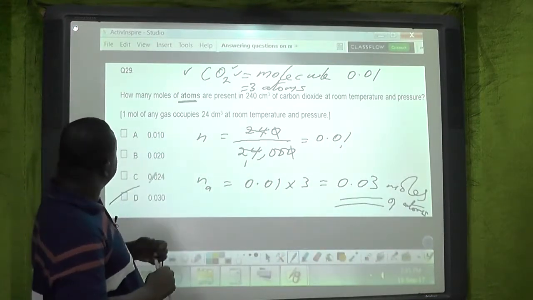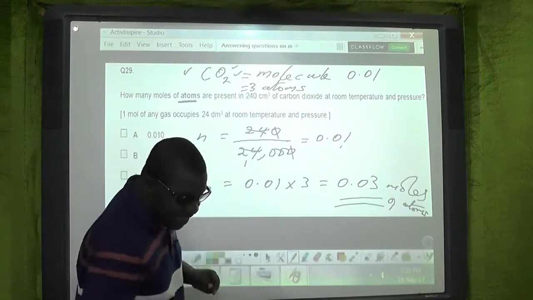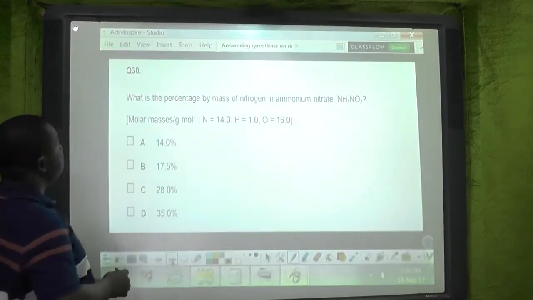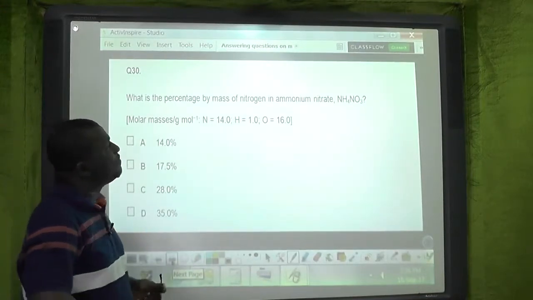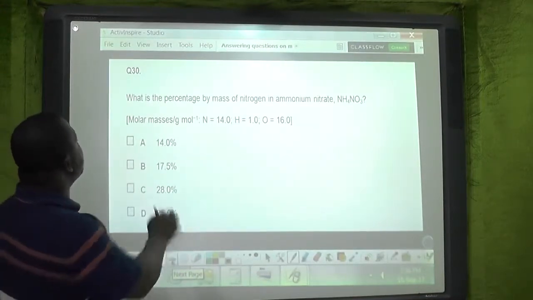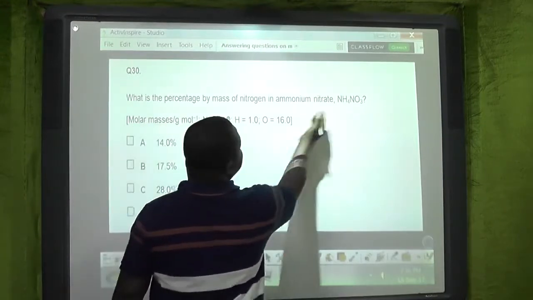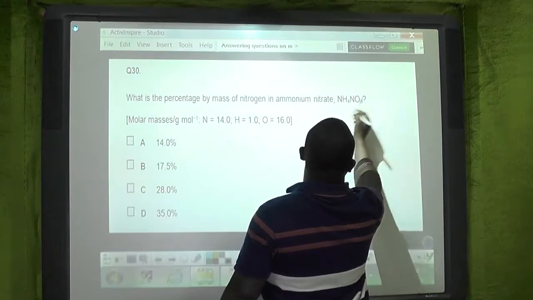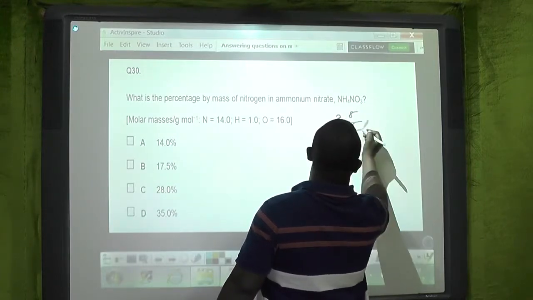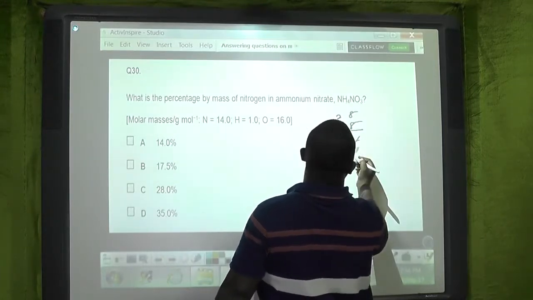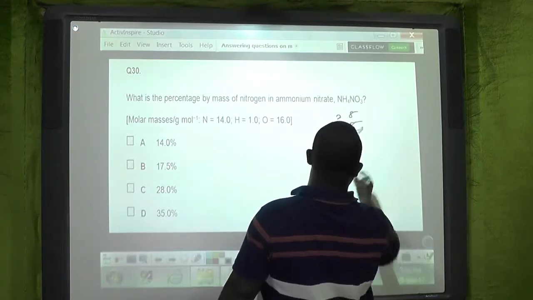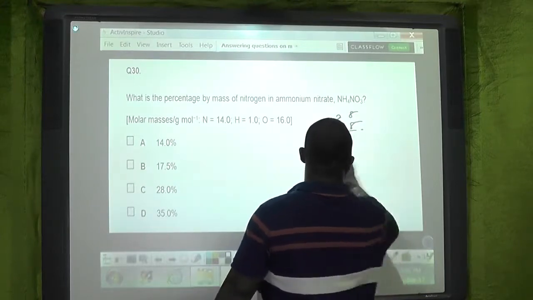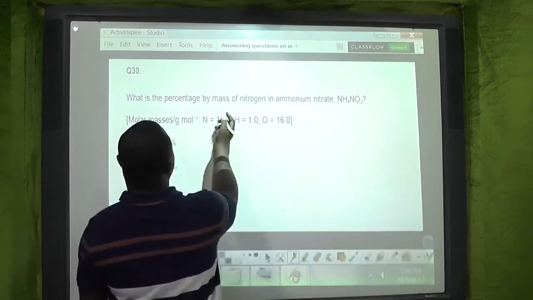Moles of atoms. D. We are moving away from B. Number 29 is D. We got that correctly. Let's move to number 30. What is the percentage by mass of nitrogen in ammonium nitrate? When you calculate very well, 14 plus 14 is 28, 28 plus 48 is 76, plus 4, which is 80. So that is 80.